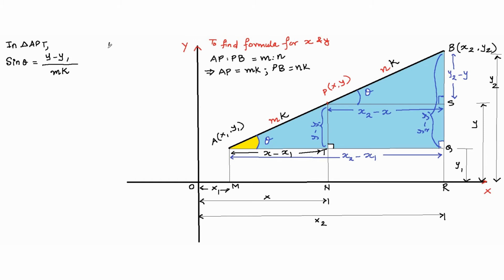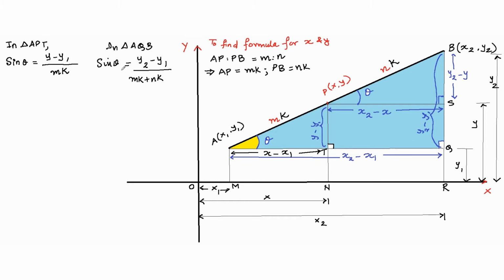So in triangle AQB, again I want to find sine theta. Sine theta is again going to be the opposite side. The opposite side is BQ. Now BQ is going to be the difference in the y coordinates of points B and A, so BQ is y2 minus y1. So sine theta is (y2 minus y1) upon the hypotenuse, which is mk plus nk.